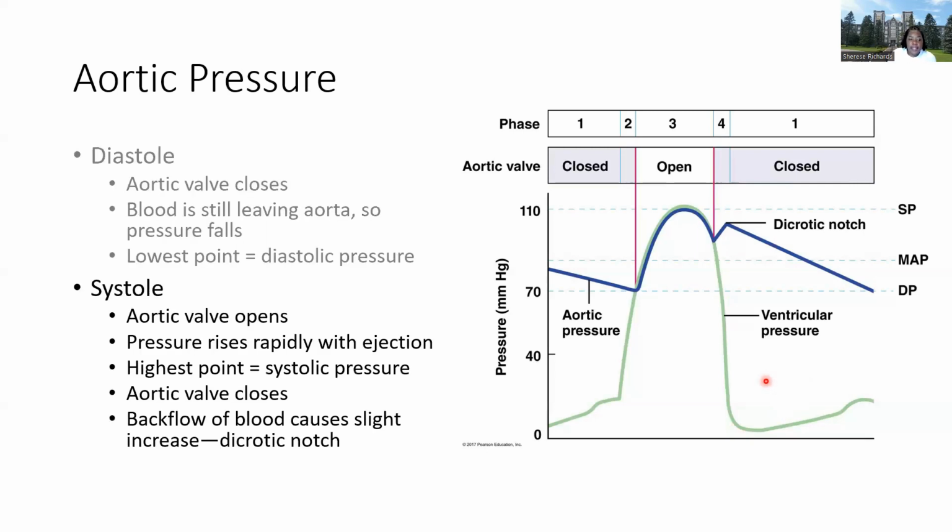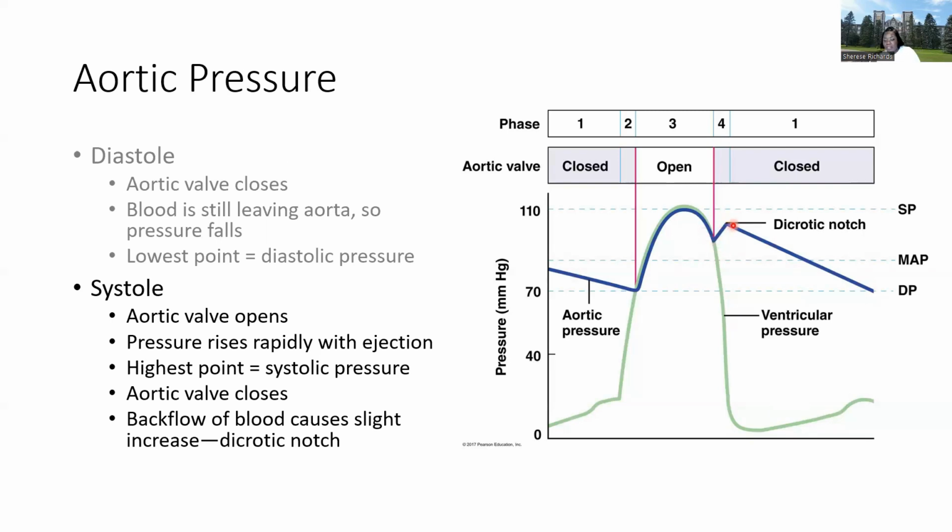Okay, systole, on the other hand, is where the aortic valves are now going to be open. So semilunar valves are open. Pressure is high at the beginning, but then it's going to drop off as blood leaves that chamber. At the end of that phase, the aortic valves will then close, and that will trigger the bump here in the aortic pressure. So this is what we call the dicrotic notch.